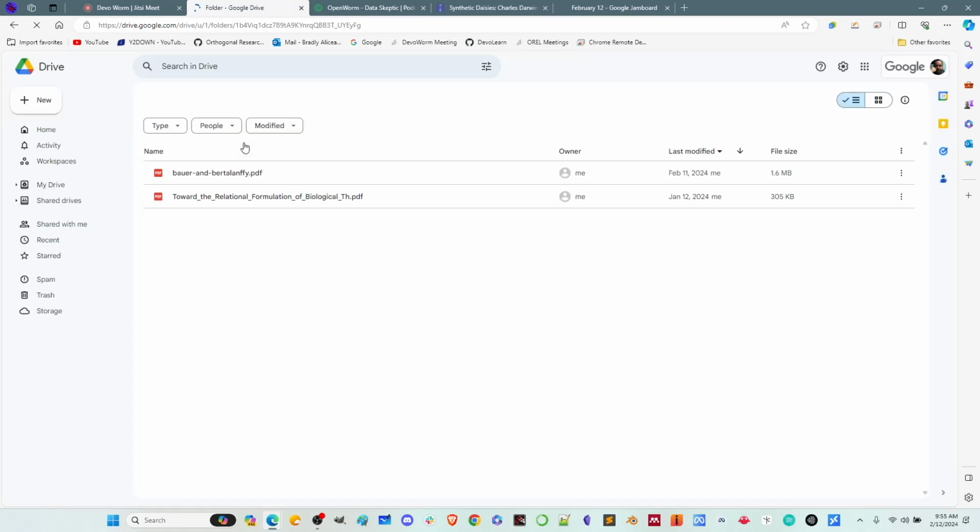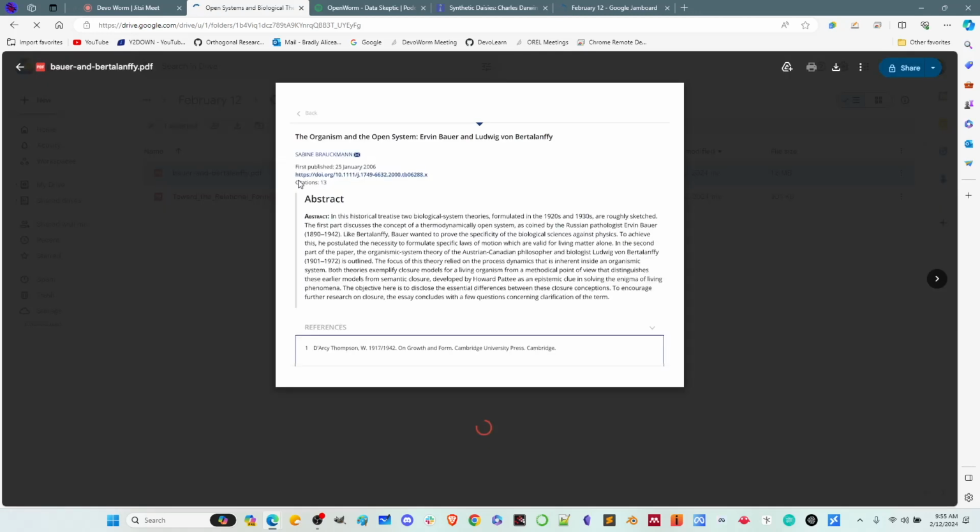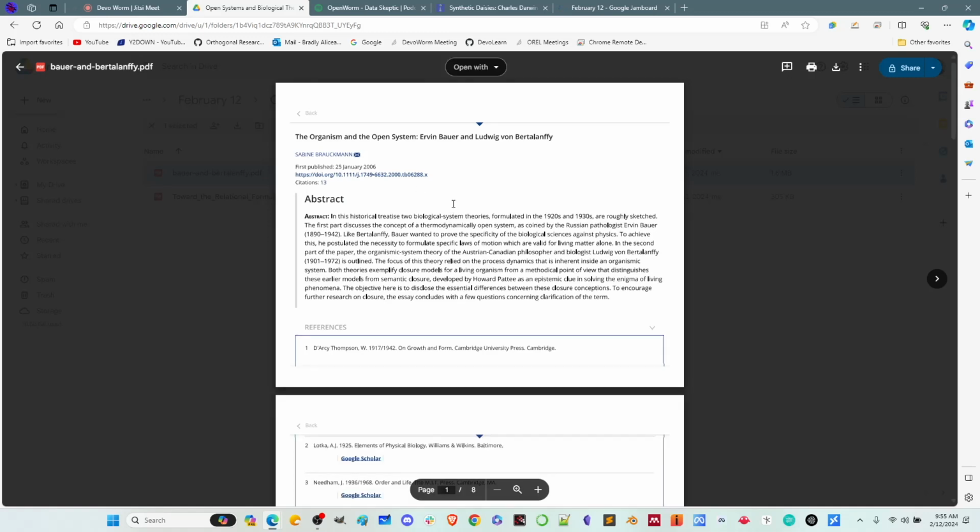He was actually a contemporary of various complexity theorists. There's a paper here; this is the DOI. I can't remember where I got this. This is a screenshot of it, but I couldn't get access to this article. It's The Organism in the Open System, Erwin Bauer and Ludwig von Bertalanffy. Bertalanffy was a complexity theorist and an early theoretical biologist as well, and they talk about the different connections between these two people's work.